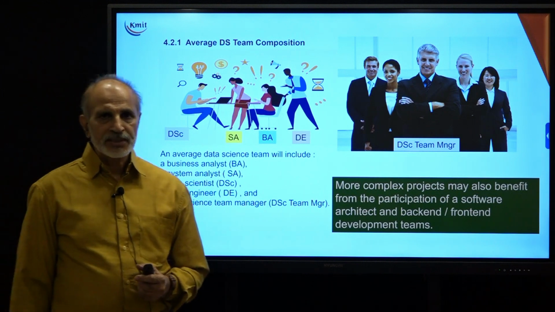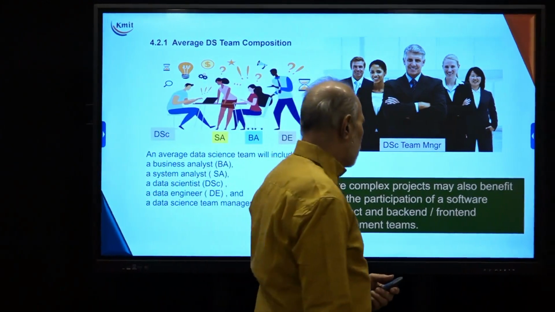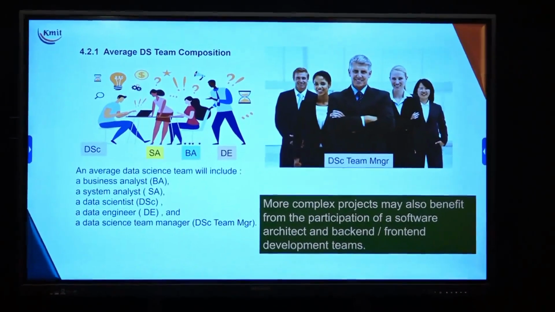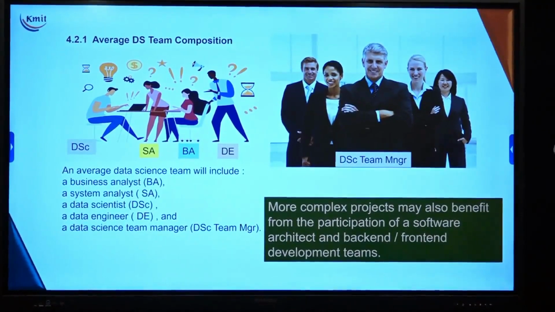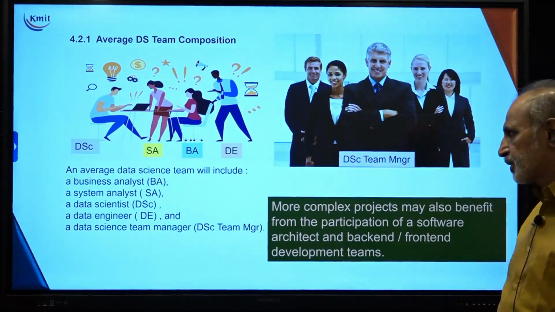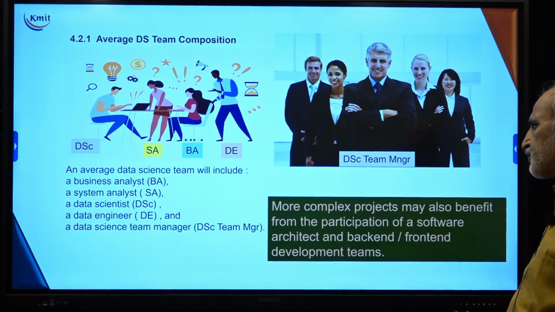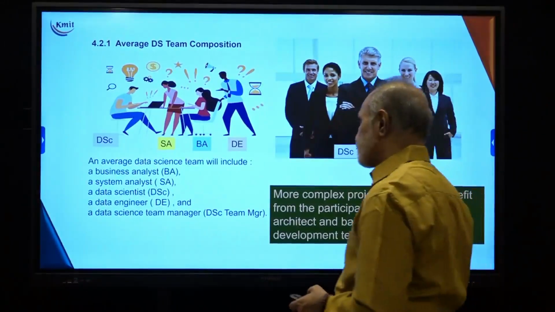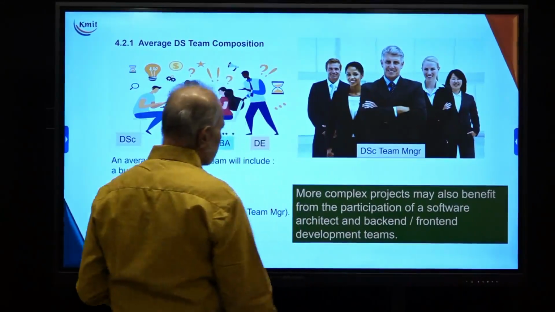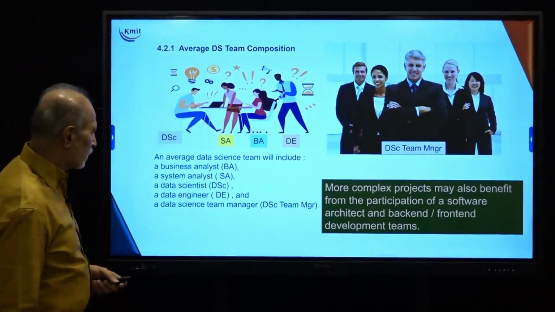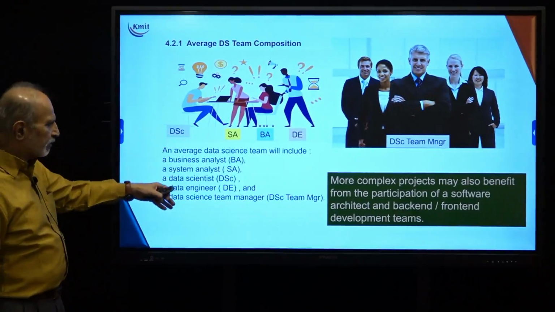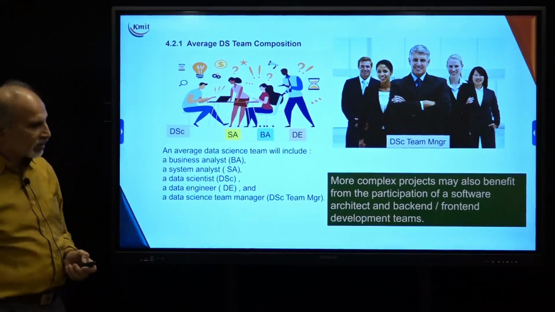So, welcome back to the next session. Now, last time I showed you this diagram and this caption. We have an average team composition of a business analyst, system analyst, data scientist, data engineer and software team manager. So, this was what we were discussing last time. So, I have a data science team manager along with him. These kinds of people who have diversified capabilities will make up a team composition.